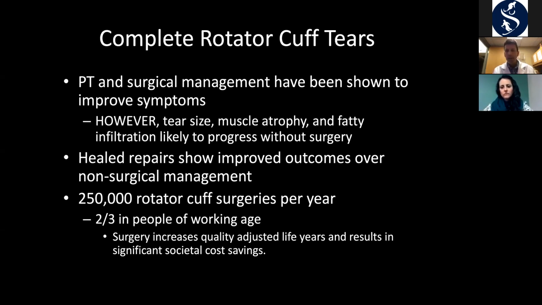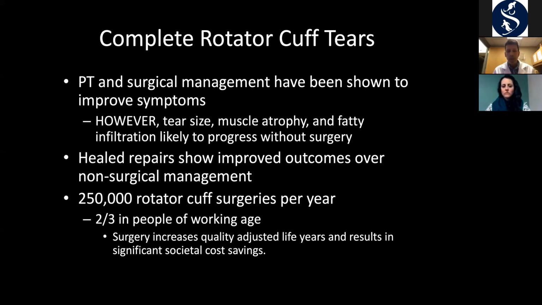So, most active people that we see here in the mountains, I recommend for any full thickness rotator cuff tear that they get it fixed, because the healing rates are good. We don't have a ton of smokers or people that aren't, people here are into their health. They want to get better. And those people are typically going to heal their repairs and do very well, although it is a long recovery, as we'll talk about.